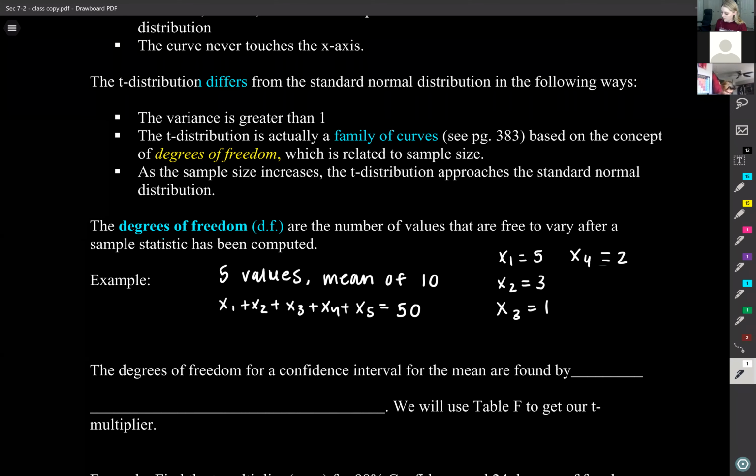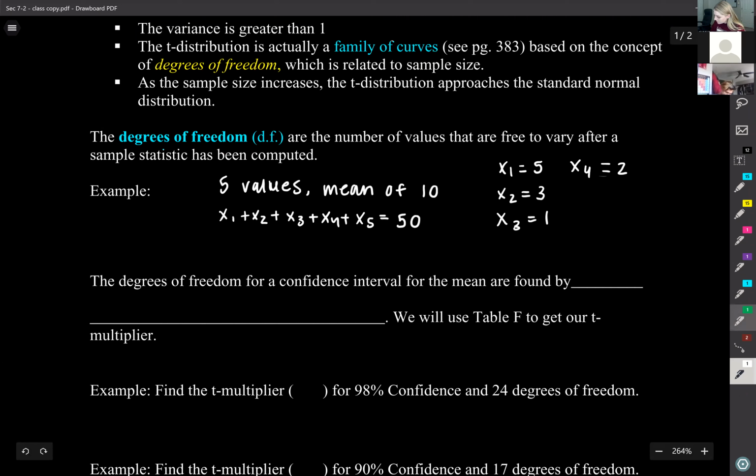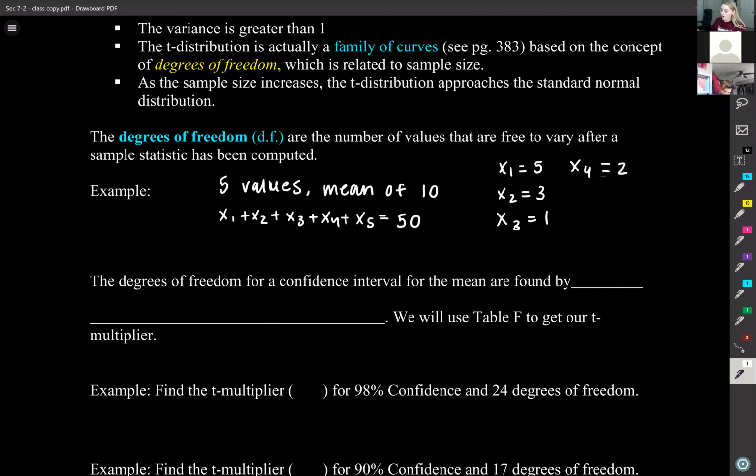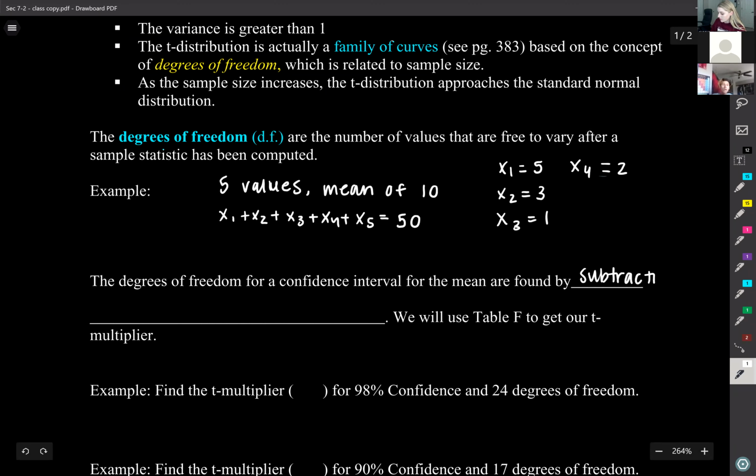So let's fill this out now. The degrees of freedom for a confidence interval for the mean are found by subtracting 1 from the sample size.